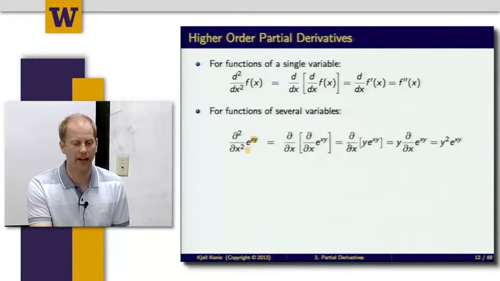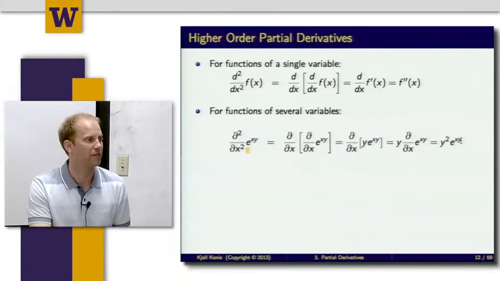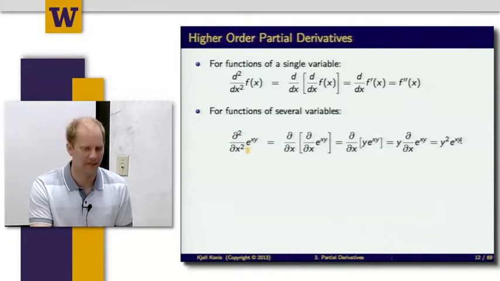And so if I just go ahead and evaluate that, I'm going to end up with y times e to the xy by taking the derivative of this with respect to x once. And then another y will pop out when I take the second derivative. So I end up with y squared e to the xy. So there's a bad example of how not to do the chain rule by just doing it all explicitly.